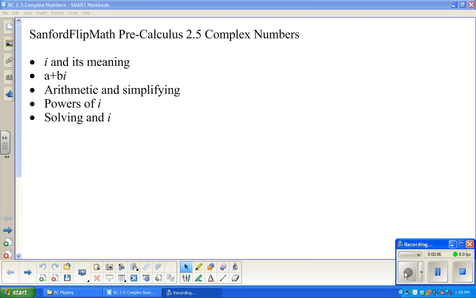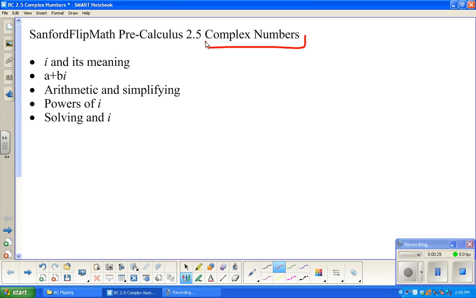We're working on section 2.5, which is about complex numbers, and some of the stuff we're working on here, we are following along with the PreCalculus book, Functions and Graphs by Demana, Foley, Kennedy, and thank you to them for putting together a decent book. The focus in this section, as is implied by the title of the section, is about complex numbers.